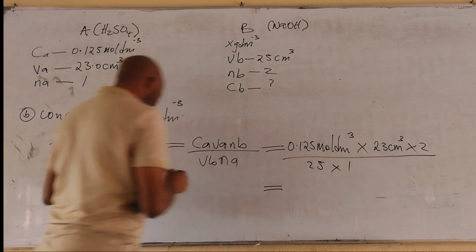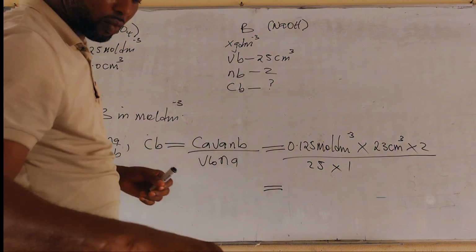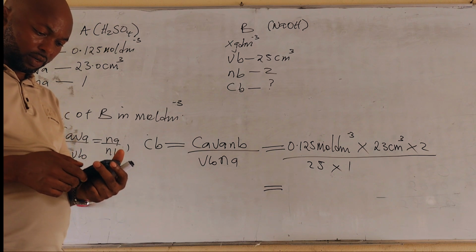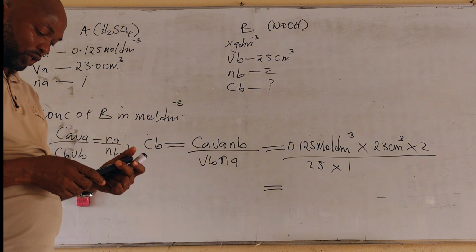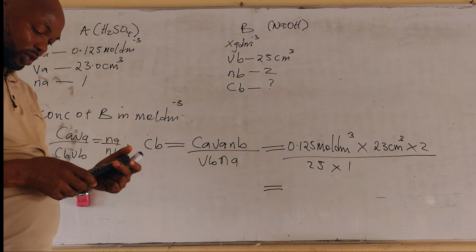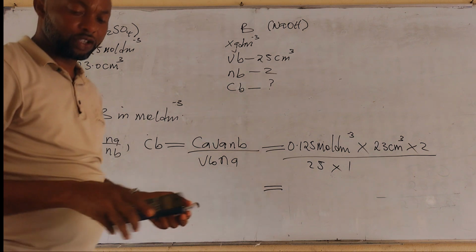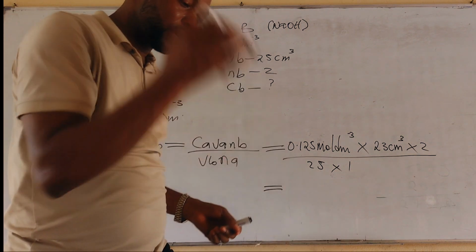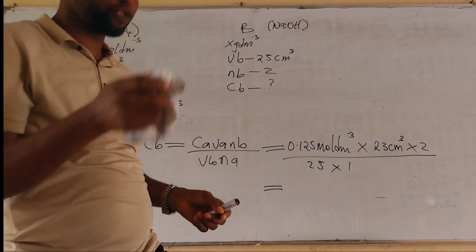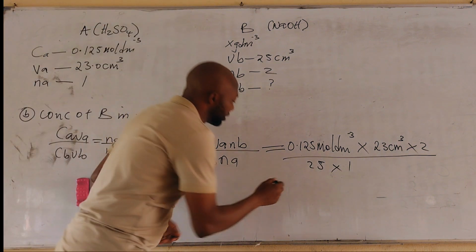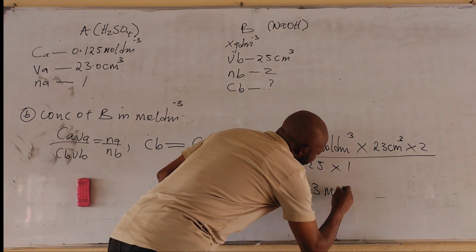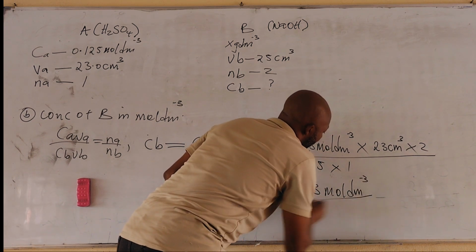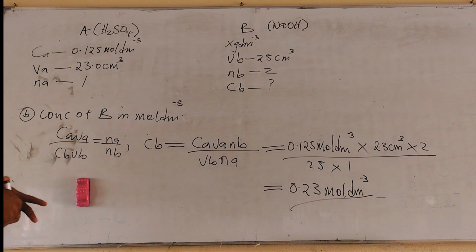And that is equal to 0.125 times 23 times 2 divided by 25, which is equal to 0.23. So our concentration of the base is 0.23. So now I can take it to be 0.23 mole per dm cube. This is the concentration of the base from what we have gotten so far.